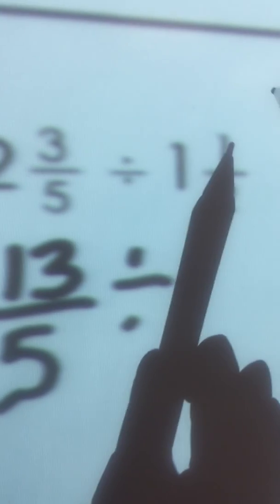Dividing mixed numbers, you're going to do the same step where you have to take that mixed number and change it into an improper fraction. So this becomes 5 times 2 is 10, plus 3 is 13. So 13/5 divided by 2 times 1 is 2, plus 1 is 3, all over 2.